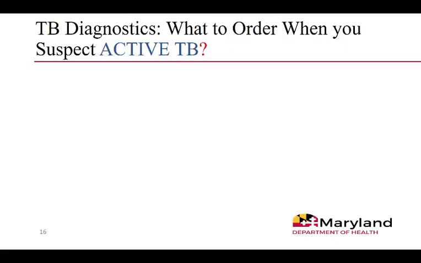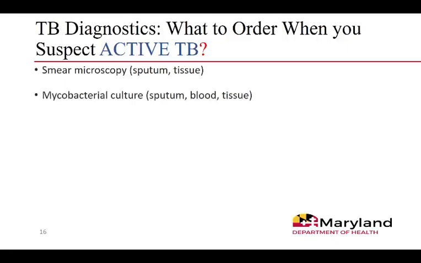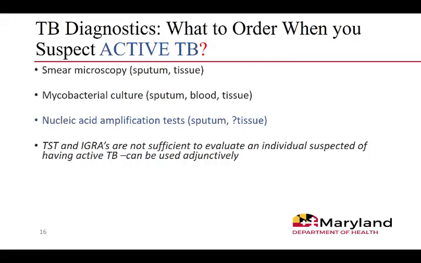Which leads to the question, what tests should be ordered when one suspects active tuberculosis disease? An important consideration is to go after the site at which there is an abnormality. In many cases, this will involve the respiratory tract, and consequently, sputum is the biological sample that should be collected and evaluated. The tests that should be ordered include smear microscopy, mycobacterial culture, as well as nucleic acid amplification tests. I will reiterate that tuberculin skin tests and interferon gamma release assays are not sufficient to evaluate an individual suspected of having active TB, though they can be used adjunctively if all other diagnostic tests are unrevealing.